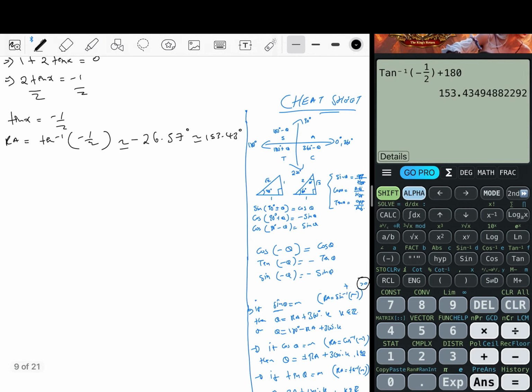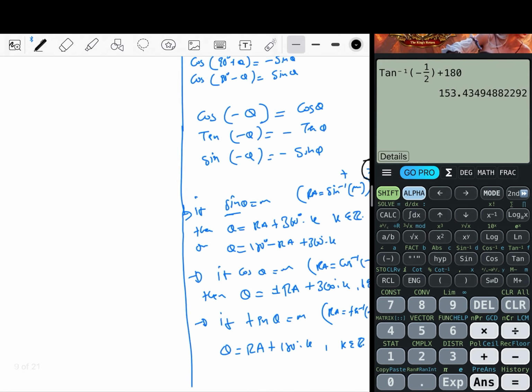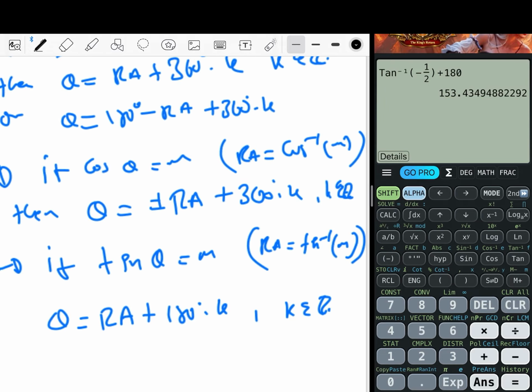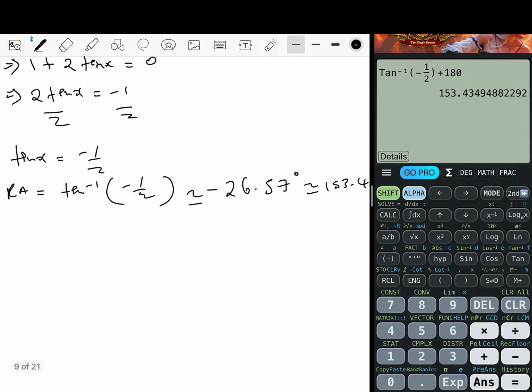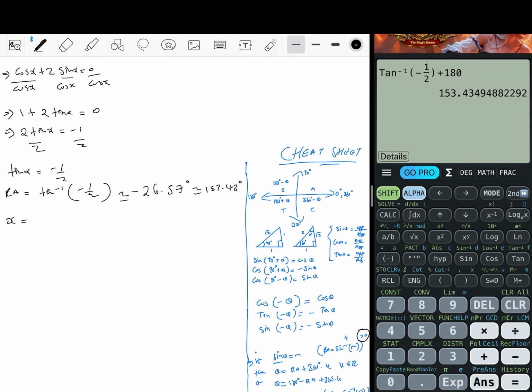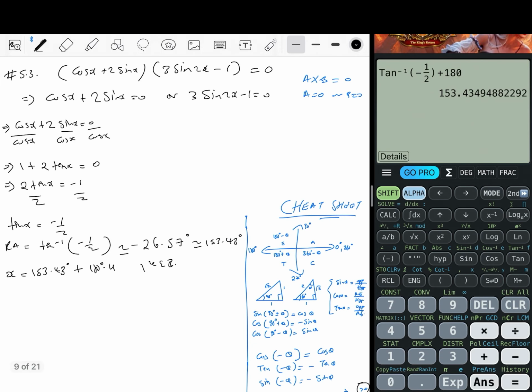Anyways, let's go. So you have tan, and we said if you have tan, then theta is equal to the reference angle plus 180 times k. So that's what you're going to be doing here. So what's the reference angle? You have x is equal to 153.43 degrees plus 180 degrees times k, where k is an element of the integers. Okay, so that's how you would do it.